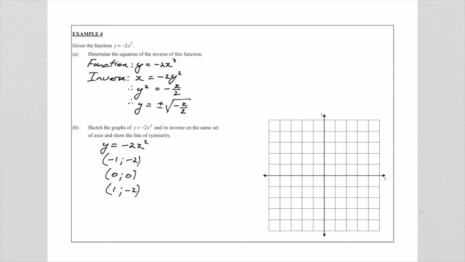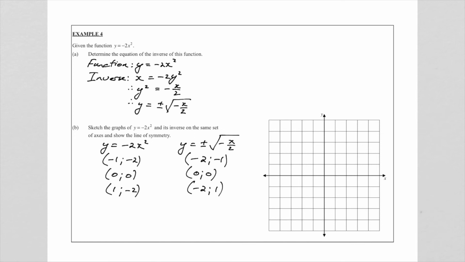Now for the inverse, and this is now for this graph, y equals plus minus the square root of negative x over 2. We don't need to calculate these points again. We can just interchange them. So we say minus 2 and minus 1. This will stay 0, 0. And this will be minus 2 and 1.